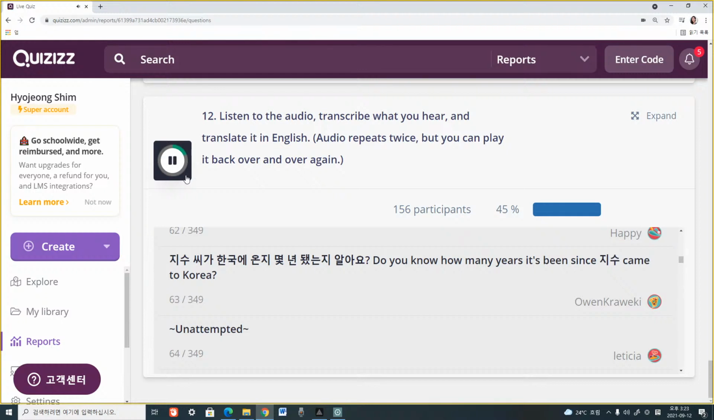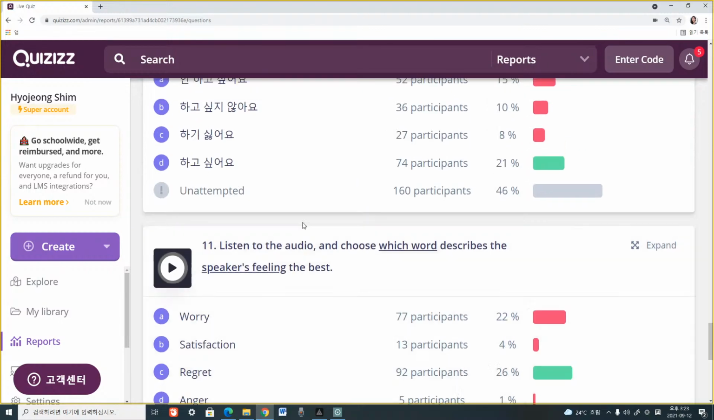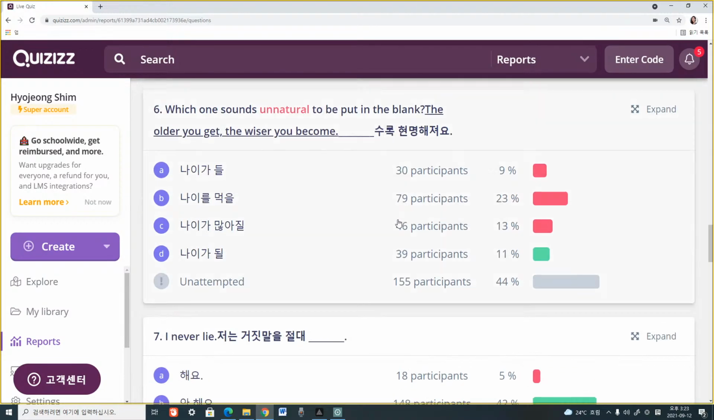지수 씨가 한국에 온 지 몇 년 됐는지 알아요? 지수 씨가 한국에 온 지 몇 년 됐는지 알아요? So that was the audio. That was the content of the audio. And now let's move on to question number 2.